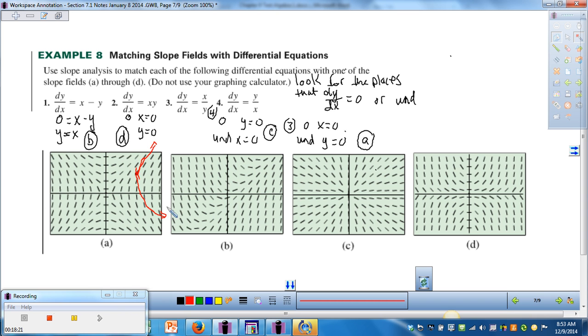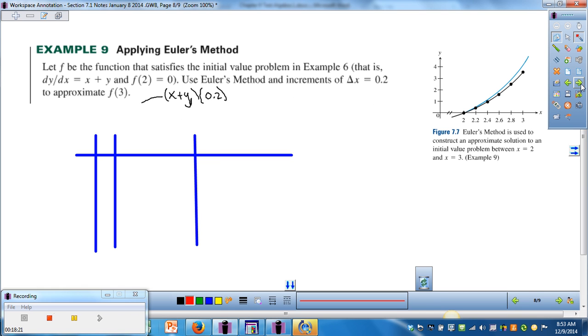Okay? All right. Now, last thing I want to get to is Euler's method. I need a table on your page. So we need a little table. Anytime you do Euler's method, there is a table involved.